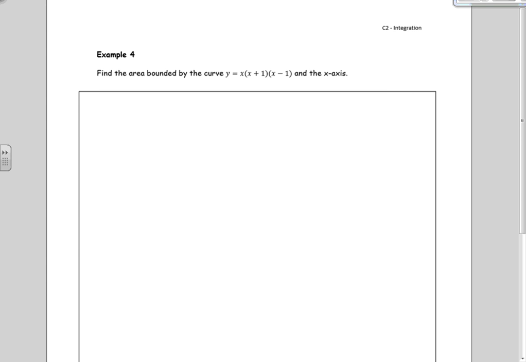C2 integration example 4. So here we're given the curve y equals x times (x plus 1) times (x minus 1), and we're asked to find the area between the curve and the x-axis. So the first thing I'm going to do is draw a graph. So I've got my y-axis and my x-axis, and the graph will look something like this, where of course I'm cutting the x-axis at -1, 0 and 1.